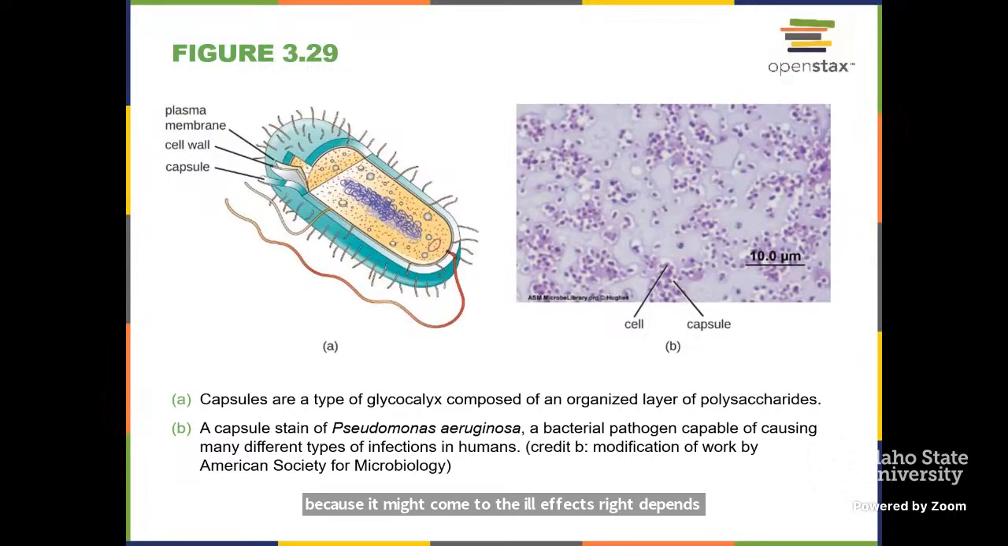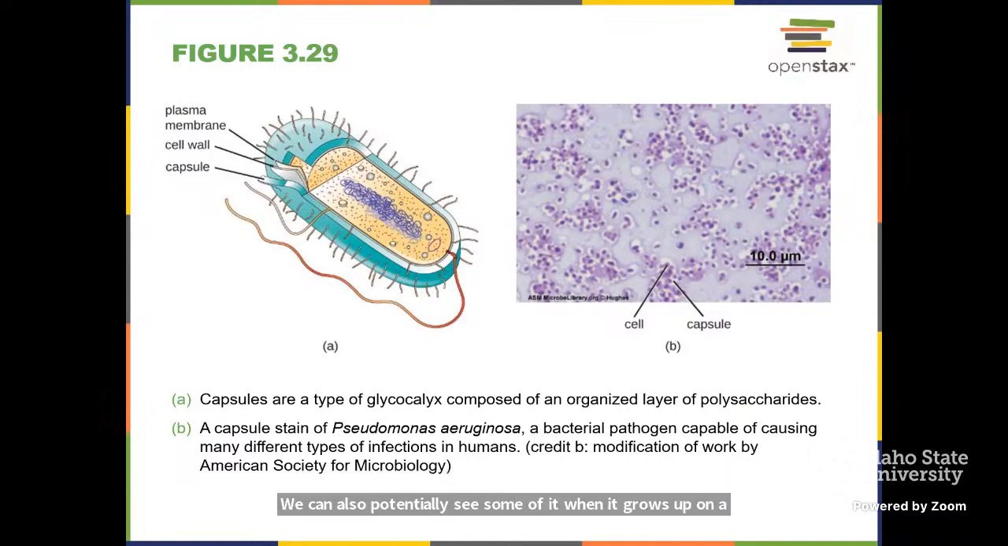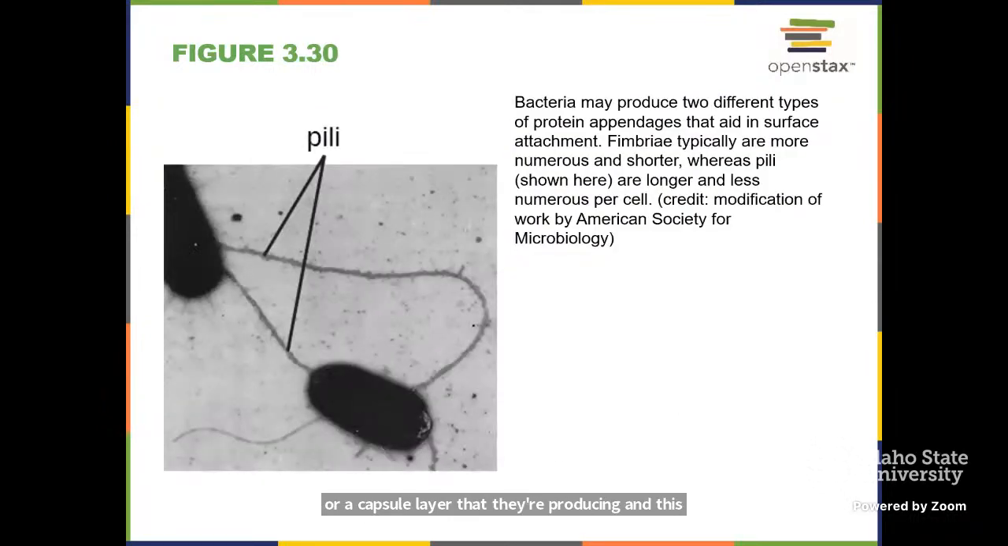So here's an image, this bluish greenish bit, the glycocalyx is that sugary coating, and we can see some of that with some staining techniques. We can also potentially see some of it when it grows up on a petri dish, because the colonies oftentimes look very shiny or slimy, kind of mucoid sort of an appearance. That's pretty indicative of a sugar coating or a capsule layer that they're producing. And this bacterium Pseudomonas is pretty good at that, and it can form some biofilms sticking together.